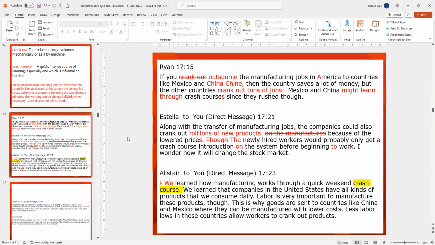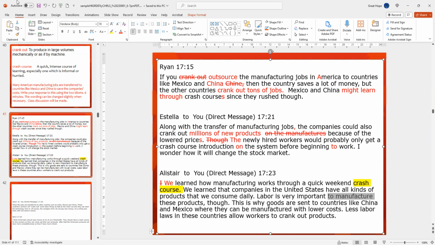We learned that companies in the United States all have all kinds of product that we consume every day. Labor is very important to manufacture these products. So it's very important to manufacture this product. All right, so let's just make it simple. Labor is very important.